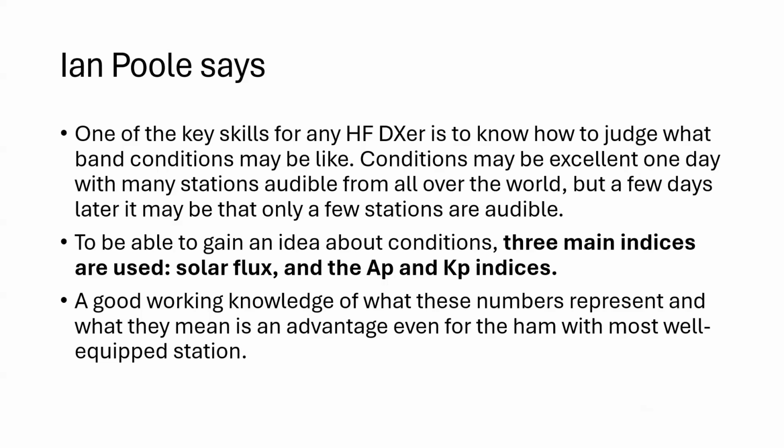The P, I believe, means planetary. So they can measure these indexes at various places on the globe, and they usually bring them together with a K sub P. Okay. And a good working knowledge of what these numbers represent and what they mean is an advantage even for the ham with the most well-equipped station.